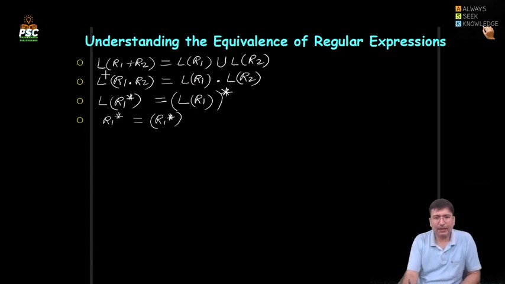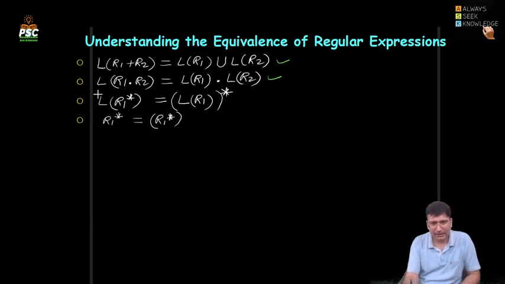Then let's say if I write a language over R1 union R2, where R1 is a regular expression, I can simply write language of R1 union language of R2. This is easy to understand, not very difficult. Similarly, the same thing we can write on concatenation. If I write a language over R1 concatenation with R2, where R1 and R2 both are regular expressions, I can write L(R1) concatenated with L(R2). The same thing, it is equivalent to each other.